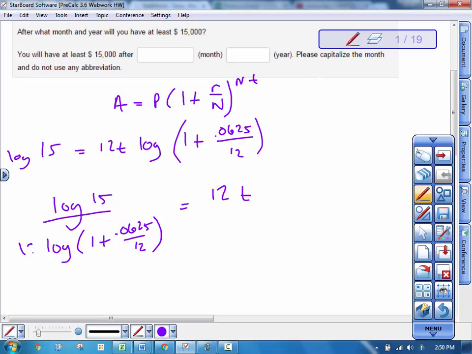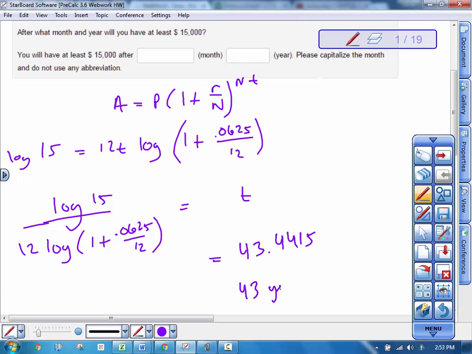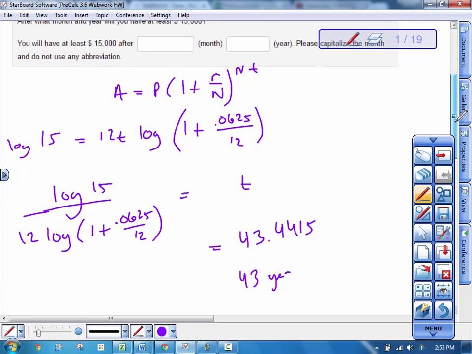So, we could put 12 here if you wanted to, multiply by 1 over 12 instead. But that's what you need to plug into your calculator. There's different ways to solve this, but make sure you can solve this equation to get t. 43.4415. So that's 43 years, and then 0.44 of a year.